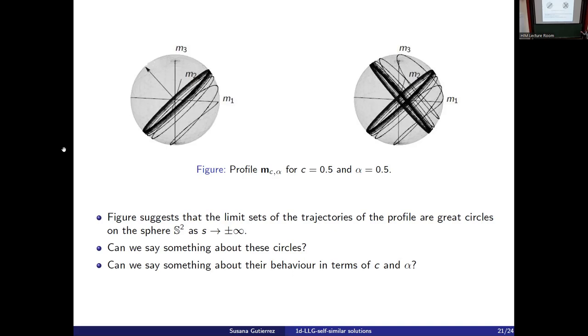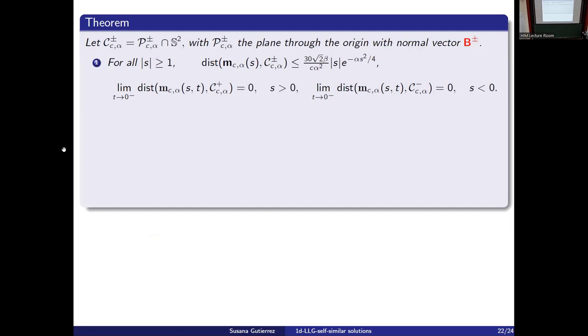Now, proving that the limit sets of the trajectories of the profile are great circles implies identifying the great circle, which means identifying the normal vector, and you need to prove it. We can do that. The characterization of the great circle is given by the limiting vector of the binormal vector. Once you have identified that, there is an exponential bound that tells me that the profile converges to that great circle. This is not trivial, because studying the distance between the profile and this great circle implies finding a precise relationship between the vector B defining the great circle and the constants of the profile. And this can be done.